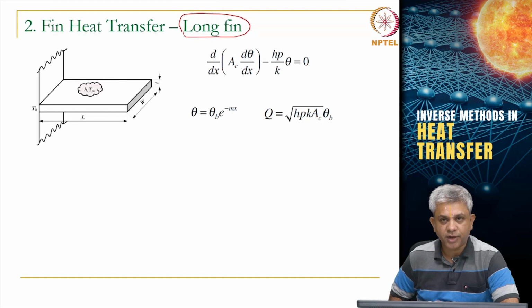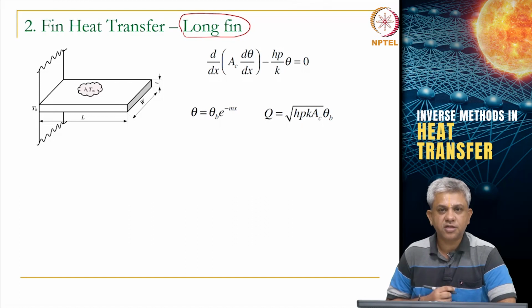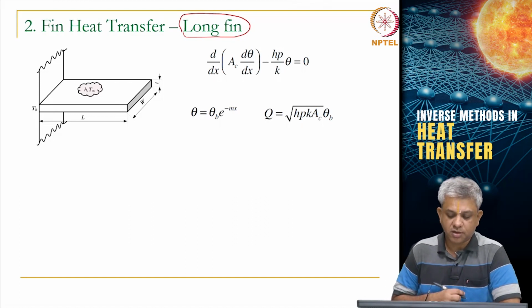We will also obtain the net heat transfer in this case as Q equals square root of h p k A_c multiplied by theta b. So let us derive that as well. So I will just go ahead and do this. Again, you should be familiar with this from your heat transfer course, but let us just go ahead.